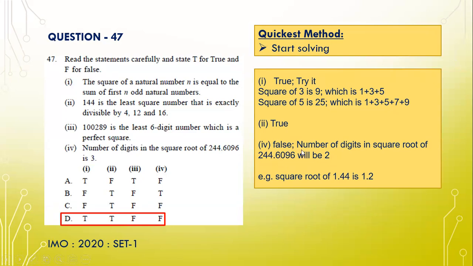If here the digits are 4 in the number, it will be 2 digits after decimal in the square root. Because say square root of 1.44, it is 1.2, isn't it? 1.2 into 1.2 is 1.44. So if there are 2 digits after decimal, the square root will have only 1 digit. Of a perfect square, it will have only 1 digit.